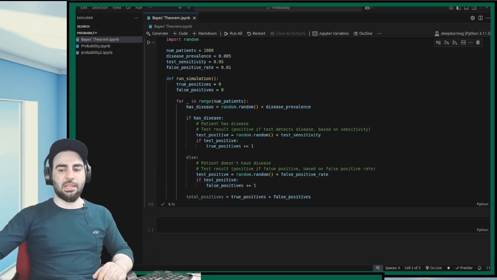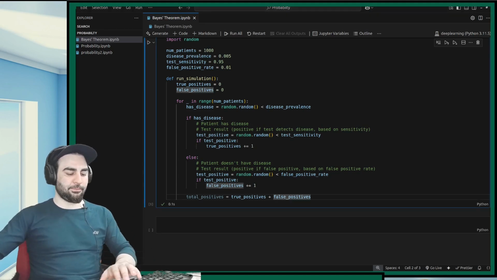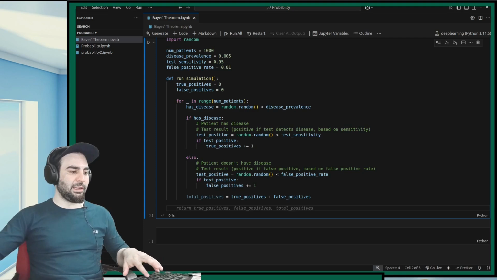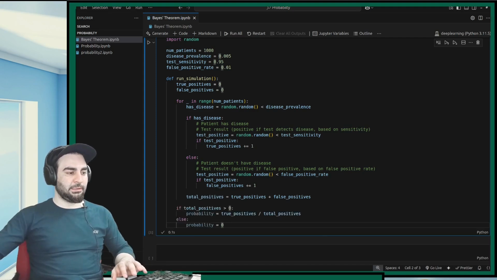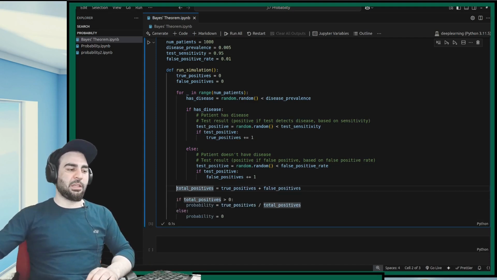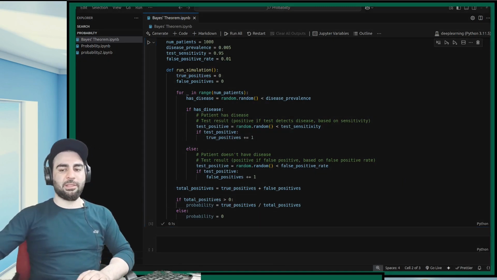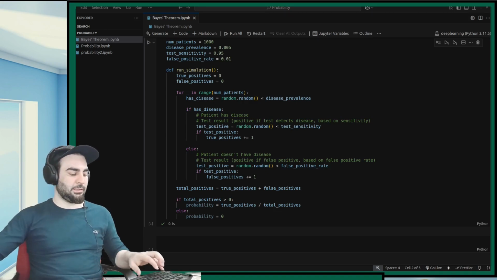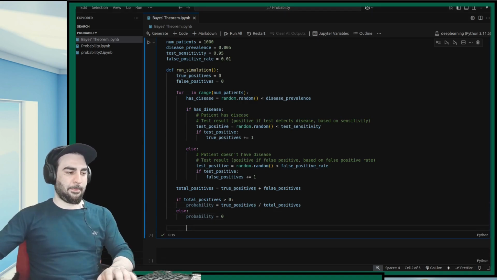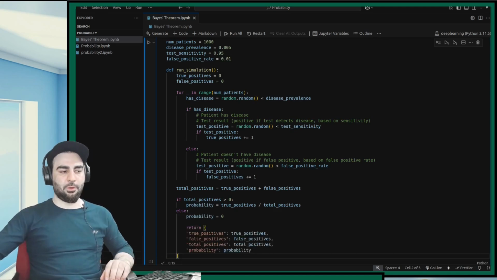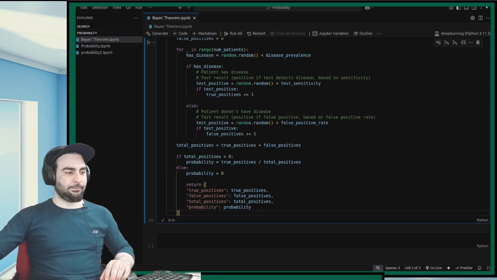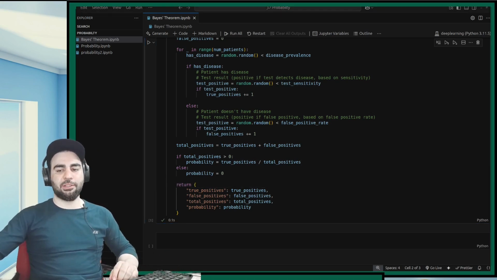Okay, total positives. And now if I have to calculate the probability, it will be calculated like this. Pretty easy. You now only have to divide. This should be out of the loop. So if total positives is greater than 0, the probability is true positives divided by this, and then you can return these things. Let's return. Okay, and let me return this.